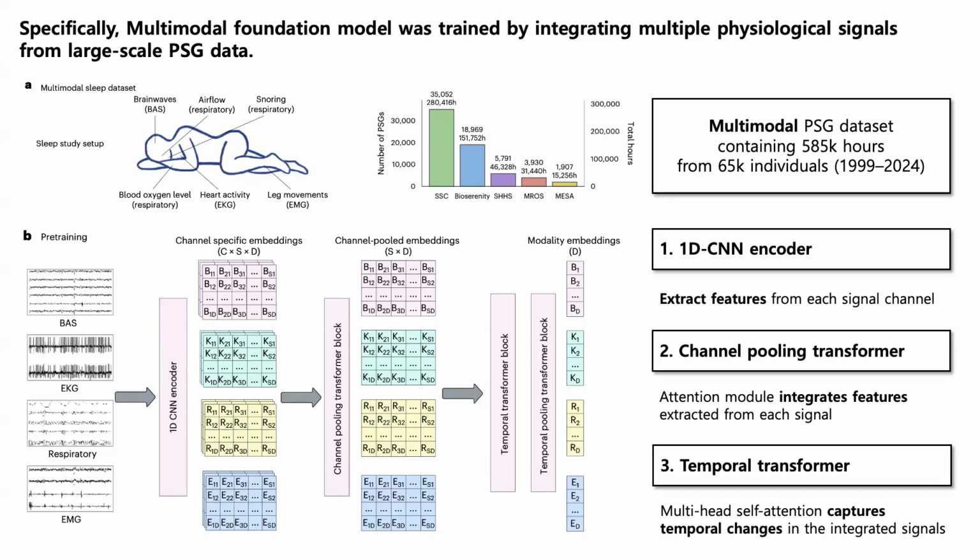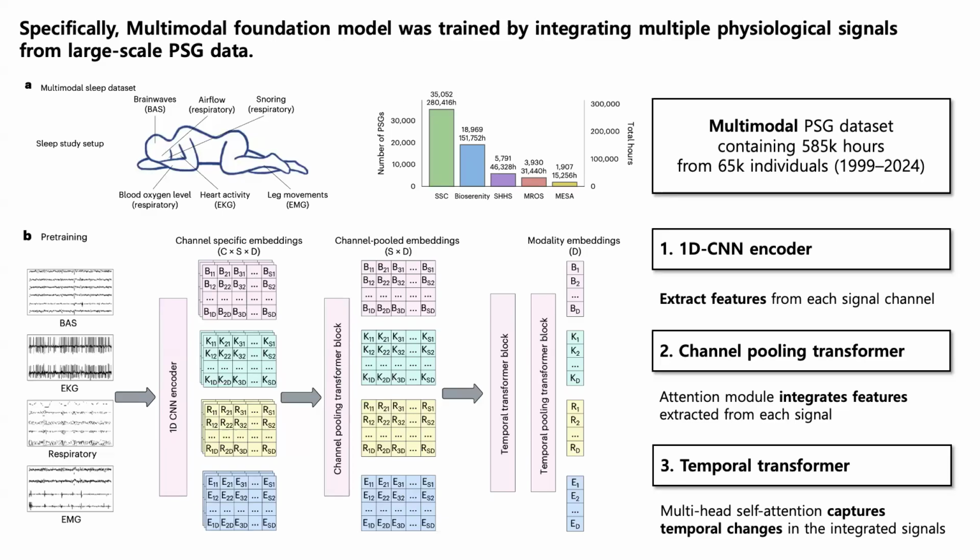And why are there multiple rows? What is the meaning? C and S. C is the channel, and S is the token size. And then D is the dimension of the data.